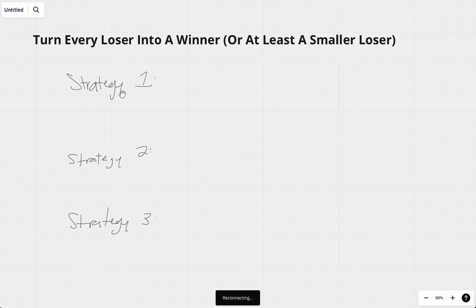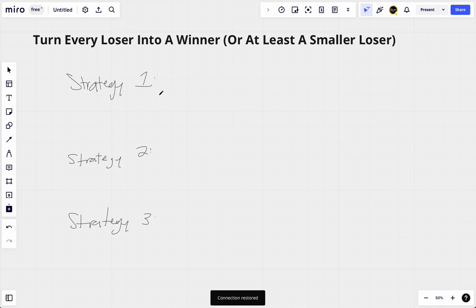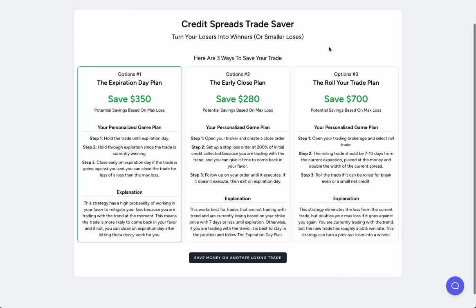Now again, that's exactly strategy 1, 2, and 3. I realized I don't actually have to walk you through this because I'll walk you through the steps right here. But anyways, that is 3 different strategies to save your losers and turn them into a winner, or maybe even smaller losers, which is going to help you in the long run. If you can take those max losses and dramatically reduce them, your overall win rate is going to jump up, and your overall profit kept and credit collected is going to be way higher than if you're actually letting those max losses execute.